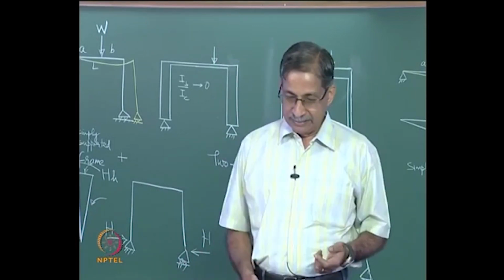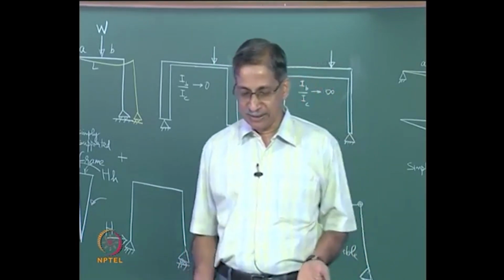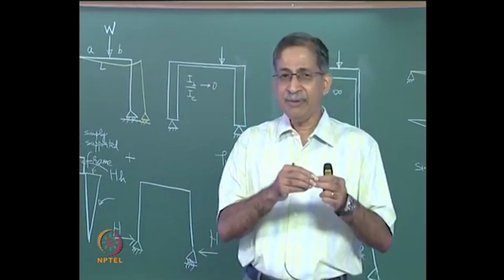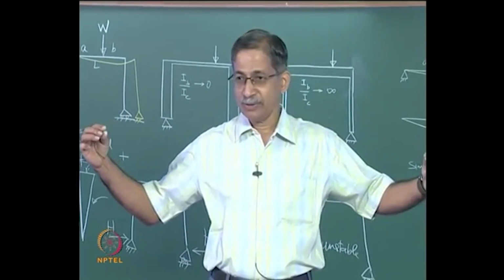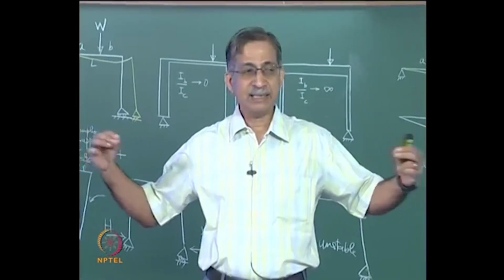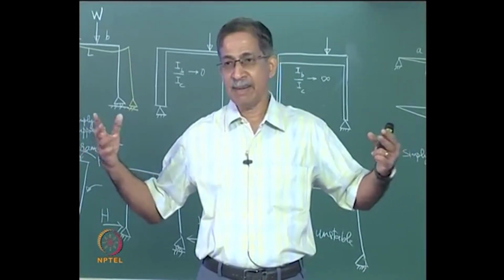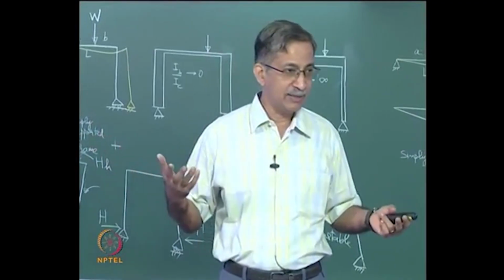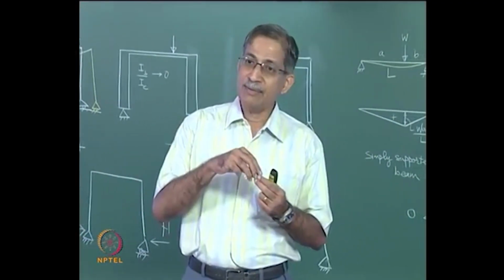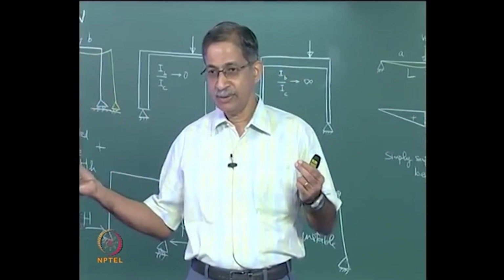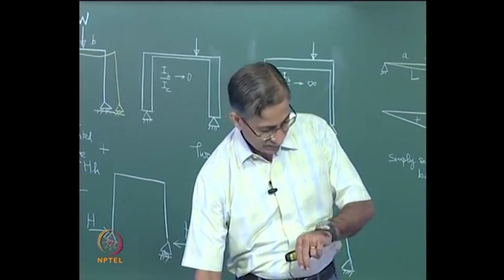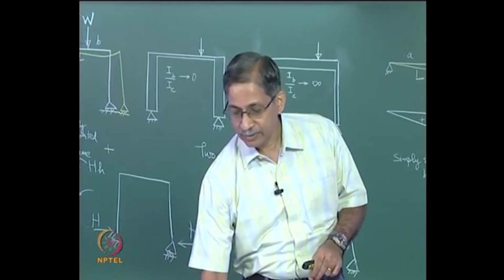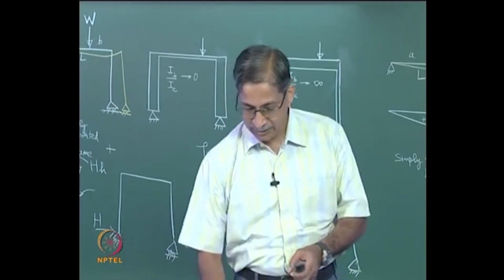So let us look at it conceptually. If the arch was a straight member with a constant axial force, the elastic shortening will be NL by EA, you know that, EA is the axial rigidity. In this case you have a varying axial force, and so you will have to integrate along the curved length of the arch. Is it clear? So that is the rib shortening.